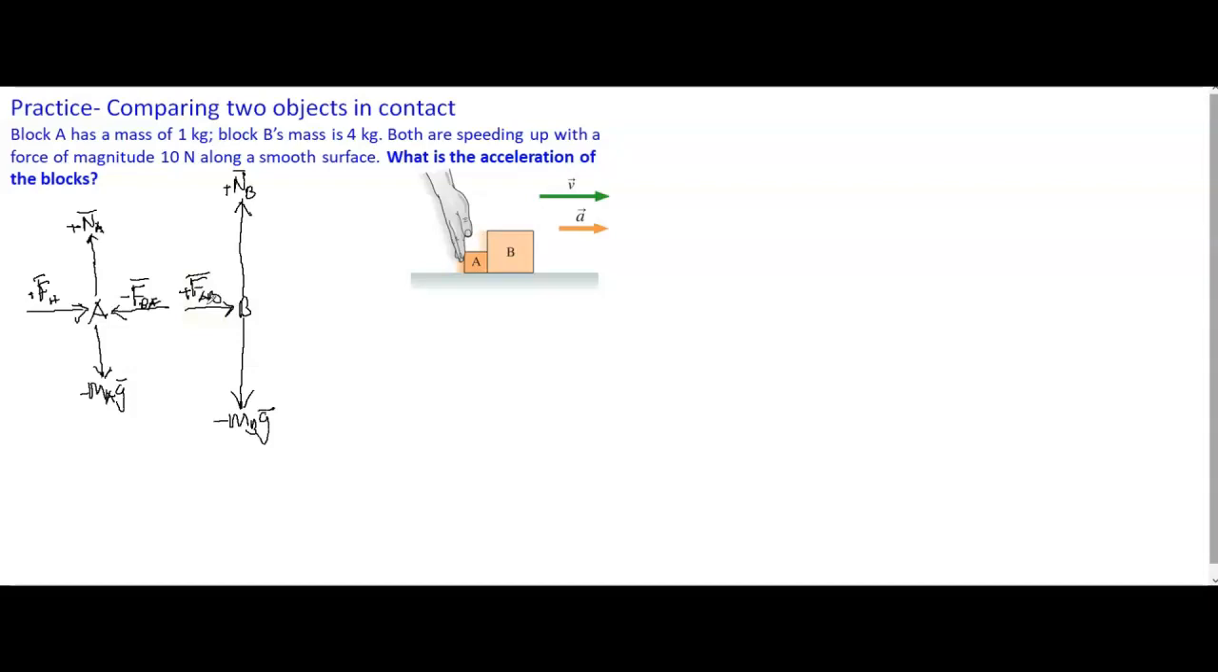Since they're touching and forces are equal and opposite, if block B pushes on A, then block A is pushing back on block B in the opposite direction. Right? So this is the force diagram.